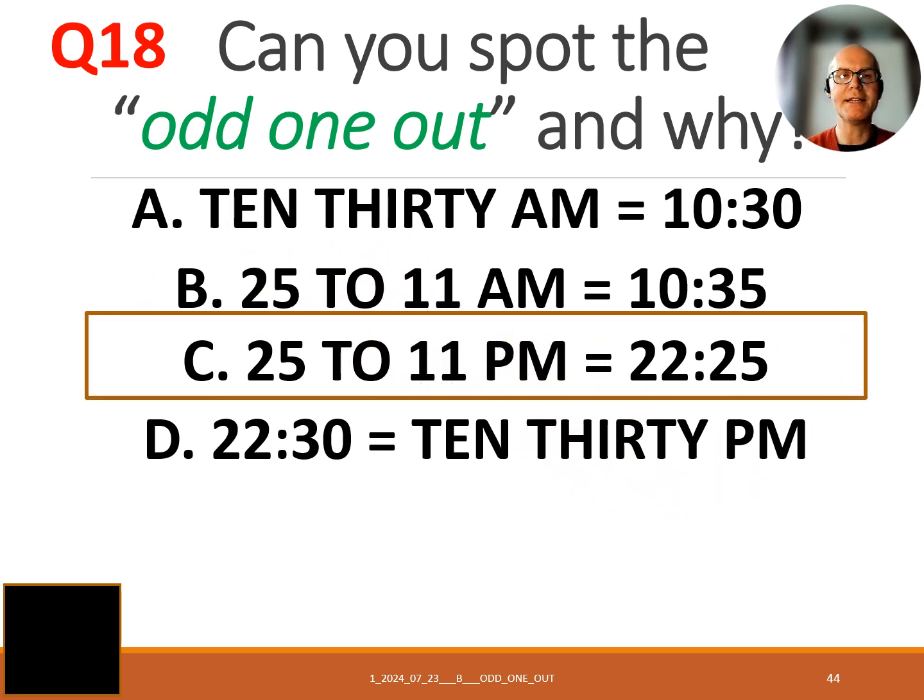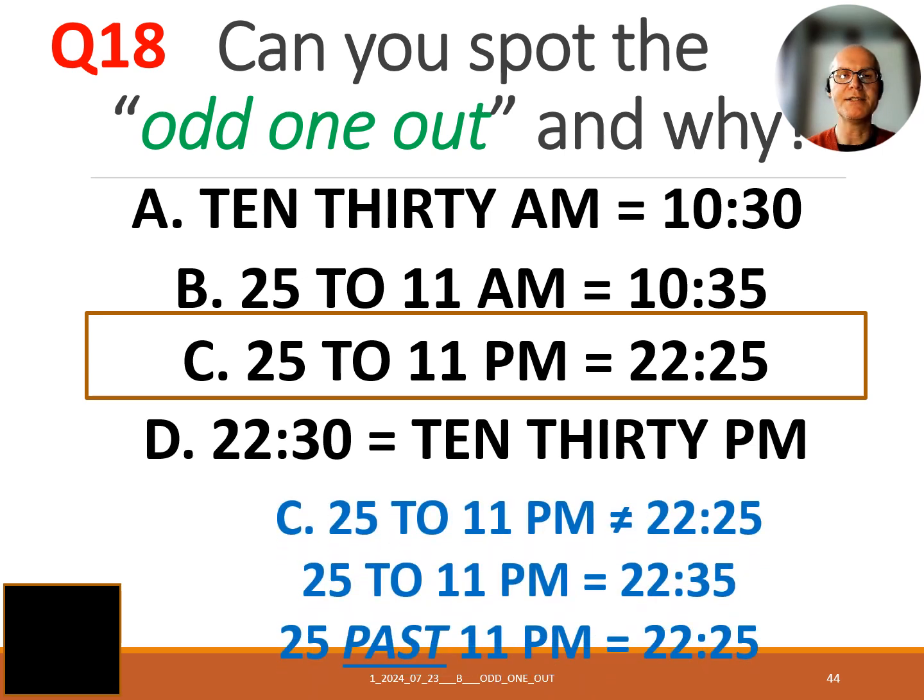The one that's incorrect here is 25 to 11 PM being 22:25. That's incorrect. 25 to 11 PM would be 22:35. 25 past 11 PM would be 22:25.